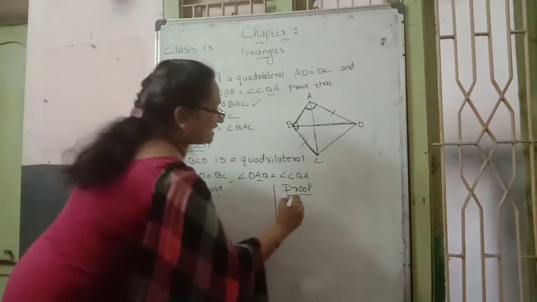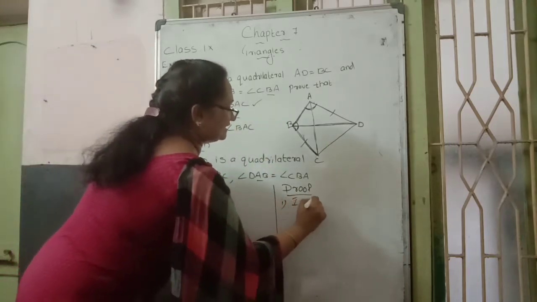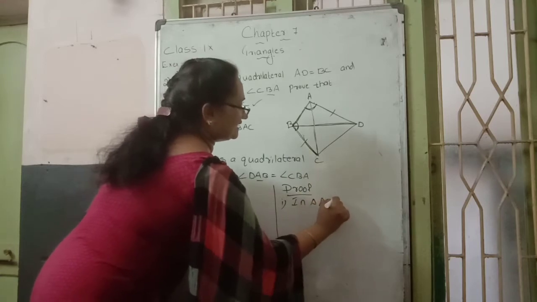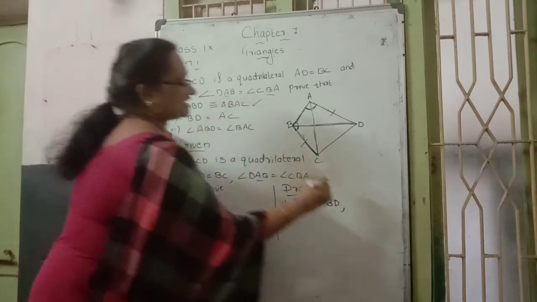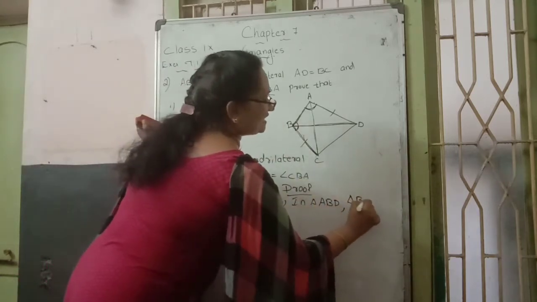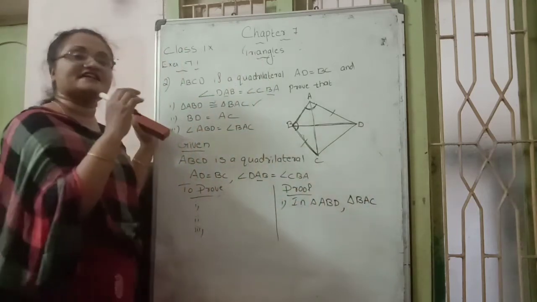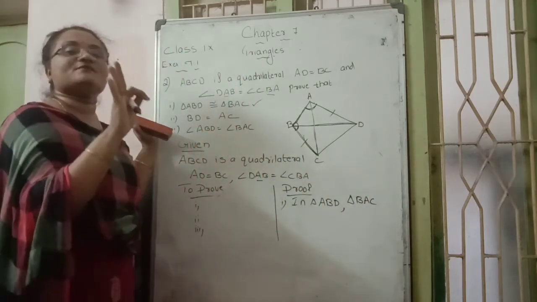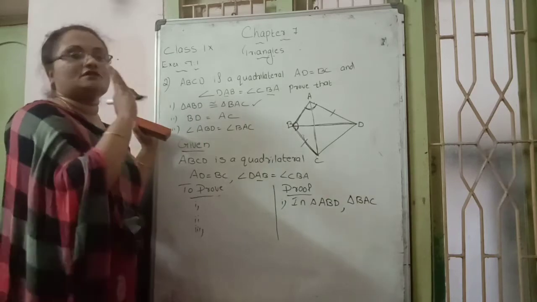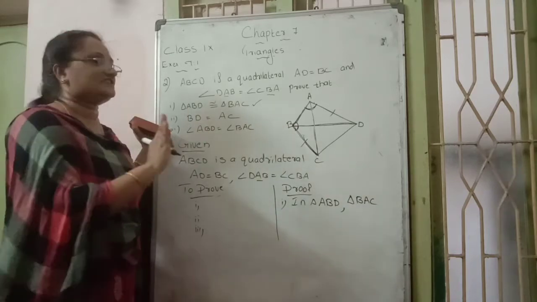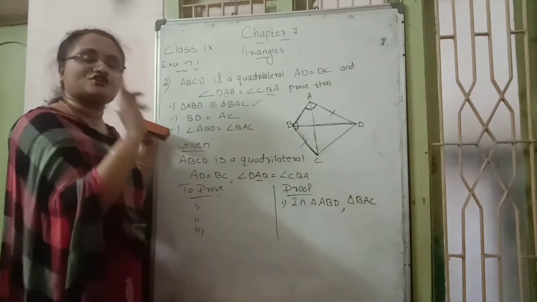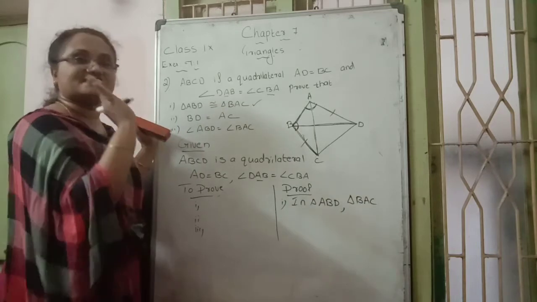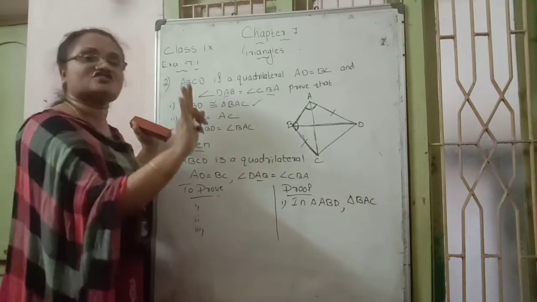Which are the 2 triangles? Triangle ABD and the second triangle, triangle BAC. For these 2 triangles, we apply conditions on any 3 elements. We know how many elements are there: 6. Among those 6, any 3.